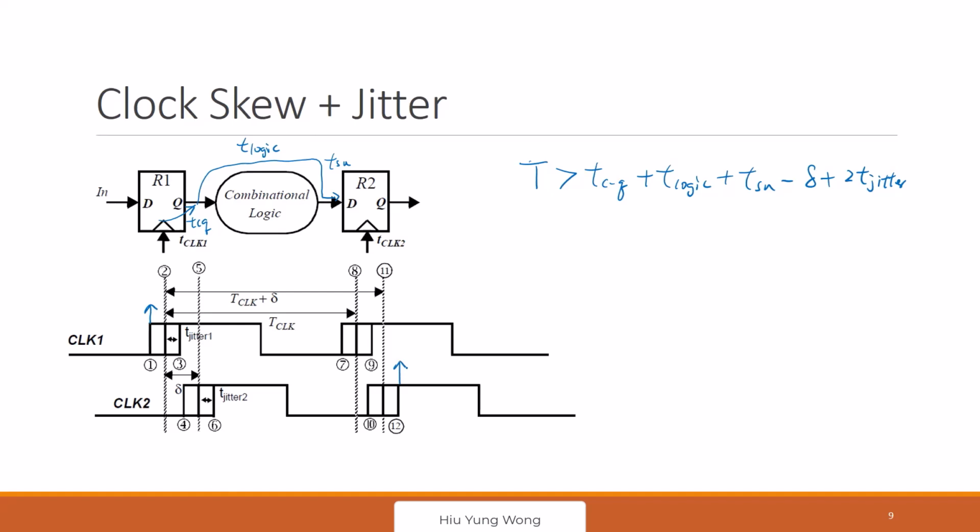So this is basically talking about we have a delta, right? This is the delta plus T jitter, and then here also T jitter, right? These three all together become delta plus 2 T jitter. Okay, any questions?